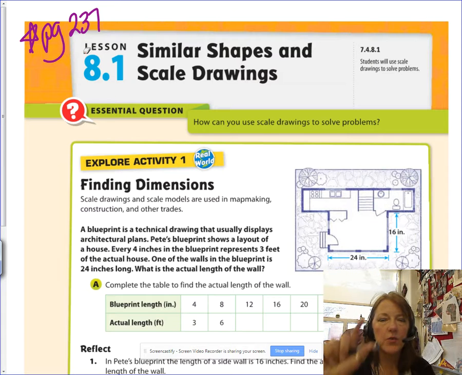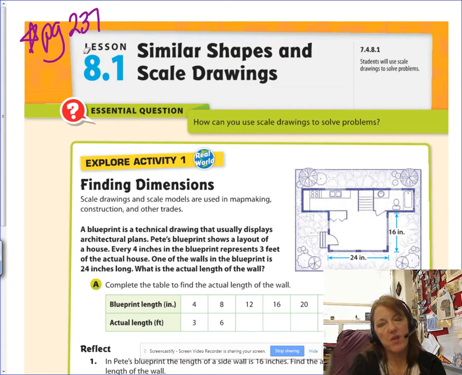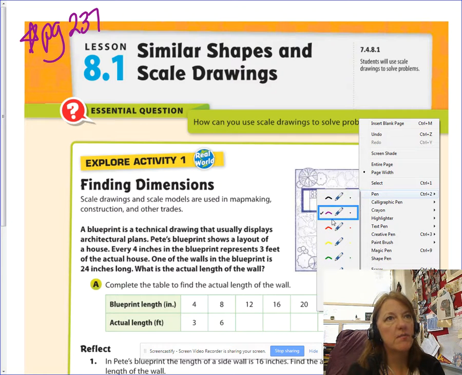Alrighty, we're going to dive in. We're not going to cover all of Module 8 at this time. We have a few things we need to get in before MCA testing, and then we'll probably revisit this in April or May after we get done with our standardized tests. So we're going to do a little bit in Mod 8.